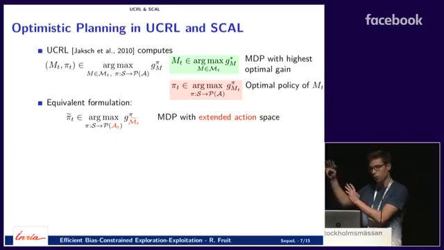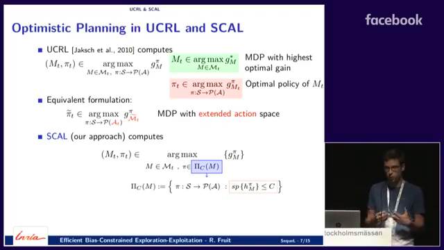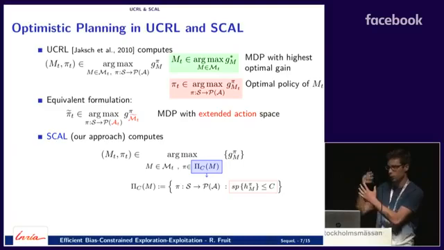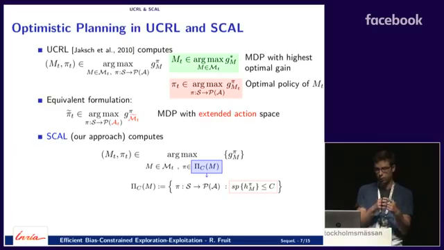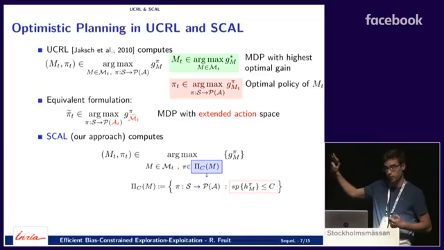Okay, and what we want to do is to incorporate the prior knowledge on the optimal bias span into the algorithm, and so into this optimization problem. So this is what we do in our approach called SCAL, for span constraint algorithm. We consider a very similar optimization problem, optimizing over the same set of plausible MDPs, but we restrict the policy space to policies that have a bias span bounded by C, which is exactly what we want to do.